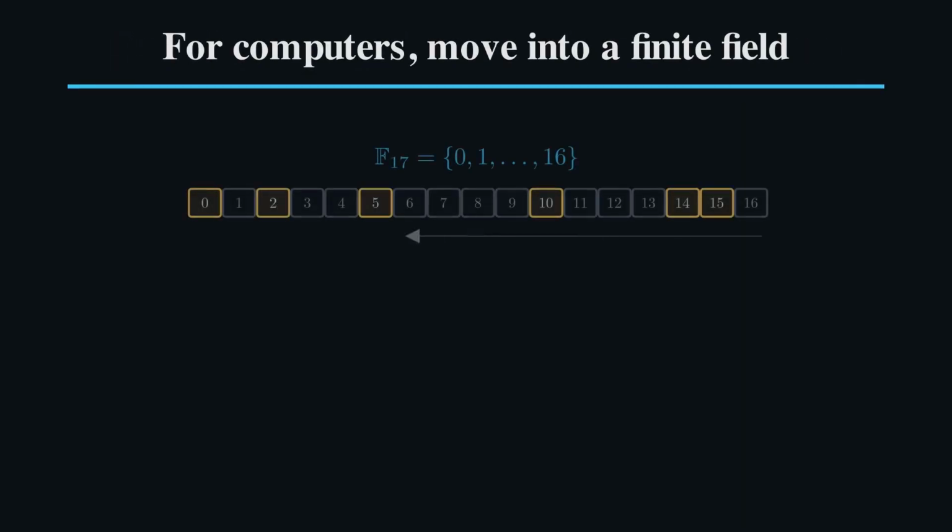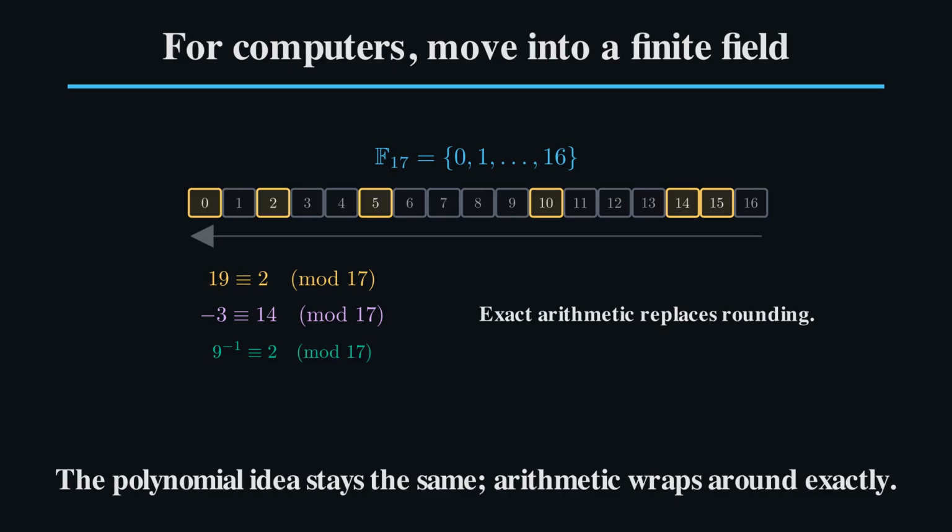For an actual cryptographic scheme, ordinary real number curves are the wrong setting, because rounding errors and approximate arithmetic would be disastrous. So we keep the polynomial idea but move every number into a finite field. In this toy example, the field has 17 elements, so after 16 the numbers wrap back to 0. Addition, multiplication, subtraction, and division are exact, as long as the modulus is prime. This is what makes interpolation reliable.